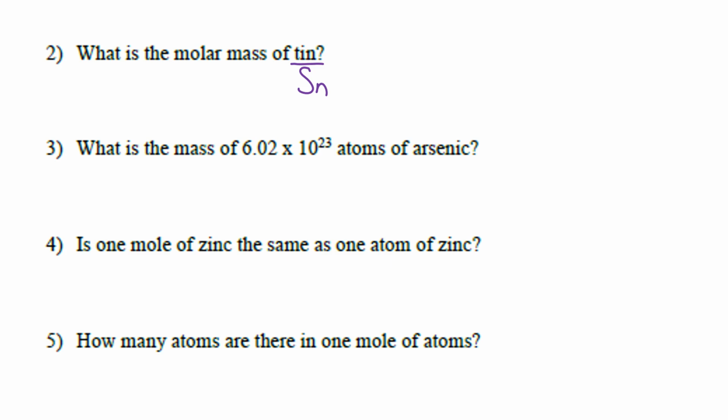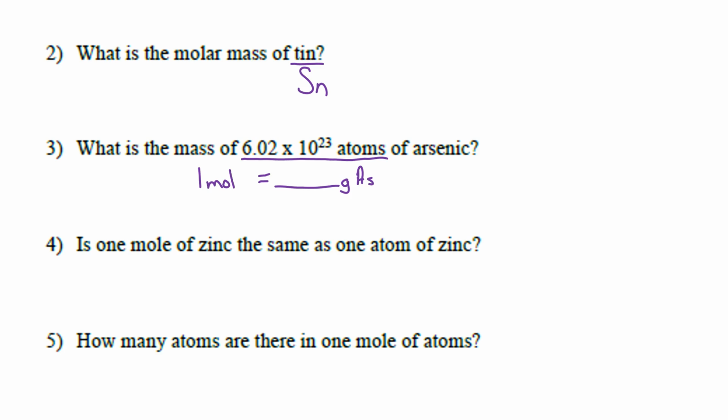Now, looking at number 3, it says, what is the mass of 6.02 times 10 to the 23rd atoms of arsenic? What does 6.02 times 10 to the 23rd atoms represent? 1 mole. So what is the mass of 1 mole of arsenic? 74.92.